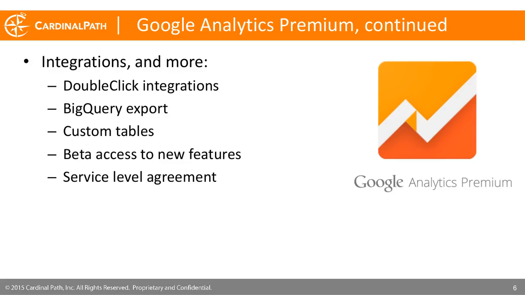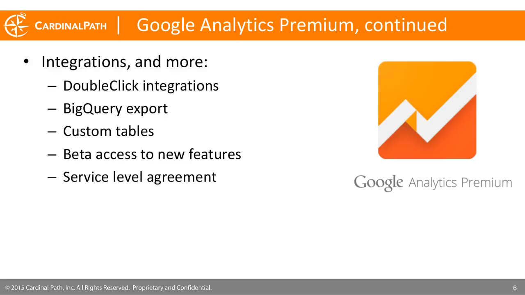Custom tables also allow you to create custom unsampled reports within the interface. So as a premium customer, if you're still hitting that 50 million sampling limit, you can leverage custom tables to actually remove that from reports that you access regularly. And as a premium customer, you get access to early features and a chance to provide input and feedback into the development of upcoming features. And all of this is backed by a service level agreement that covers both Google Analytics and Google Tag Manager, so that you know the tool is there when you need it and provides for financial compensation if it's not.